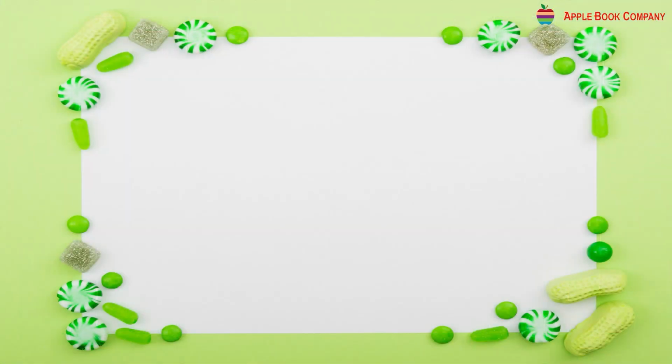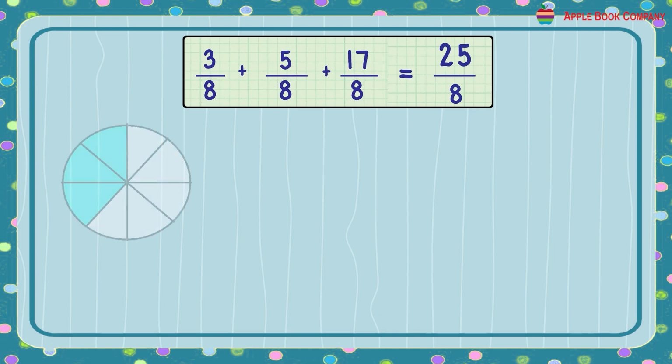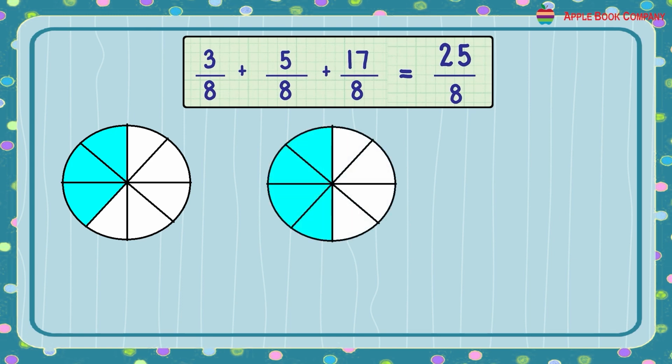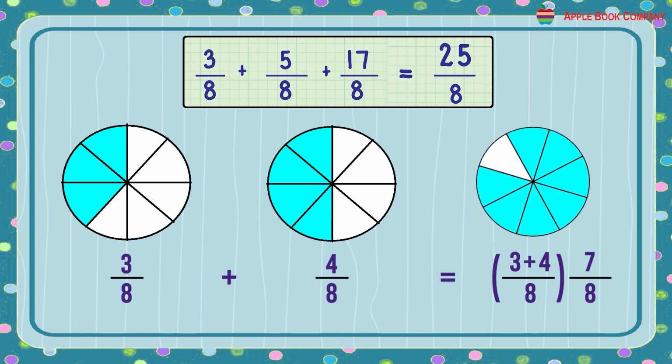Now let's learn what is addition of like fractions. To add like fractions, add the numerators. The denominator stays the same. Now draw a first circle to represent 3 by 8. For 4 by 8, also draw another circle and shade. So 3 by 8 plus 4 by 8 is equal to, since the denominator stays the same, write the denominator as 8 and the numerators are 3 plus 4, it becomes 7. Now to represent 7 by 8, draw another circle and make 8 parts and shade the 7 parts.